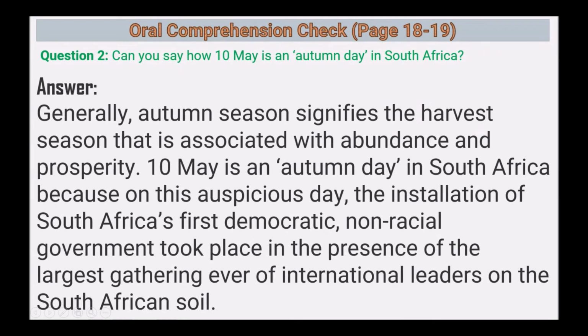Next, can you say how 10 May is an autumn day in South Africa? Generally, the autumn season signifies the harvest season, which is associated with abundance and prosperity. 10th May is an autumn day in South Africa because on this auspicious day, the installation of South Africa's first democratic non-racial government took place in the presence of the largest gathering ever of international leaders on South African soil.